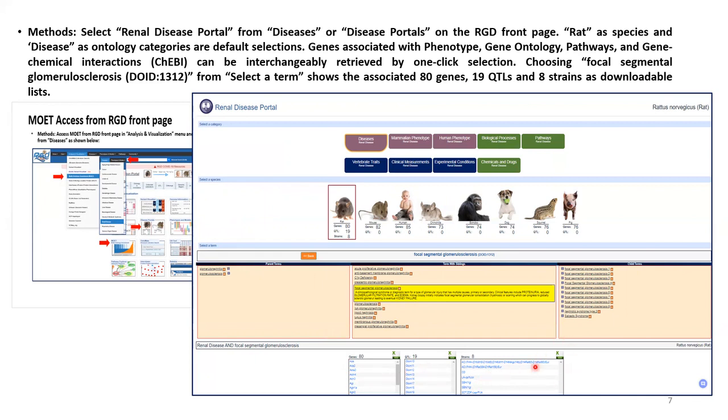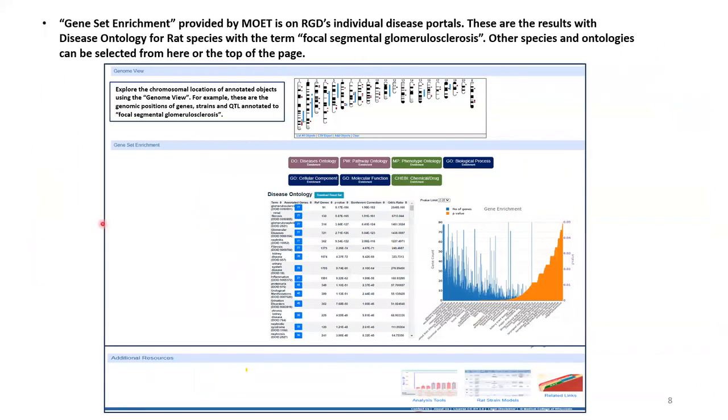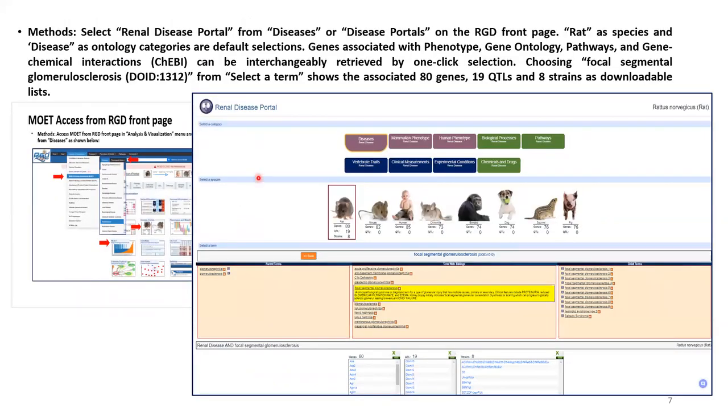downloadable list. Gene set enrichment provided by MOET is on RGD's individual disease portals. These are the results with disease ontology for rat species with the term focal segmental glomerulosclerosis. Other species can be selected from here or from the top of the page.